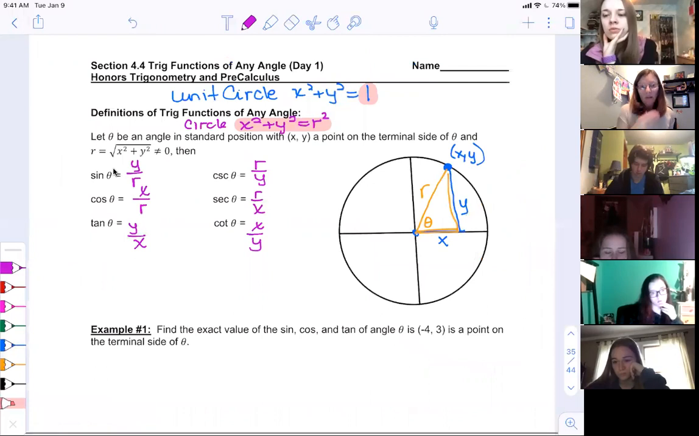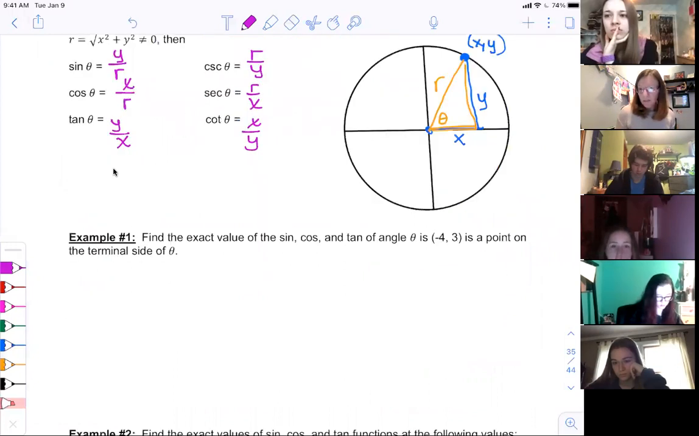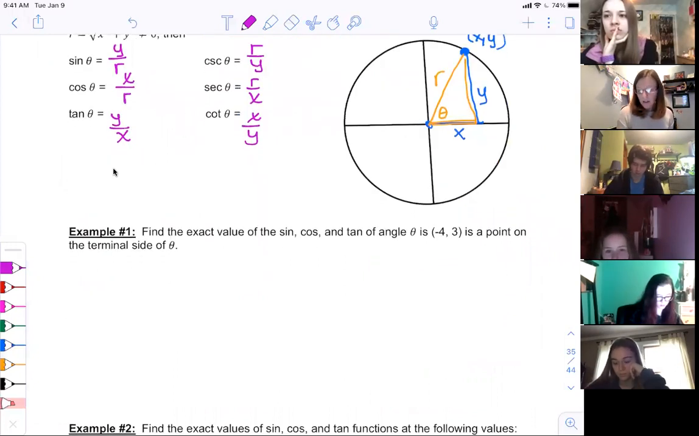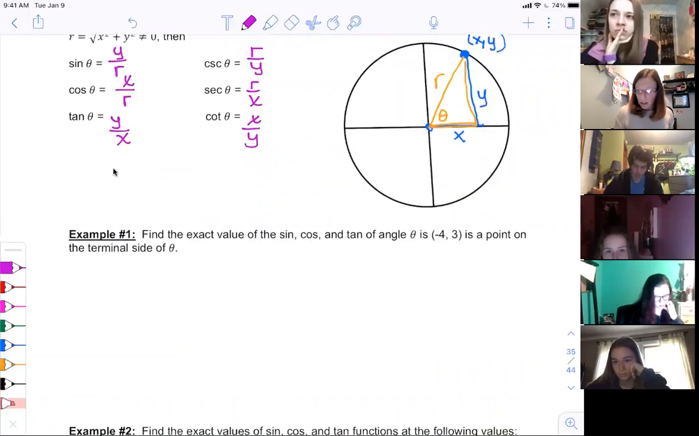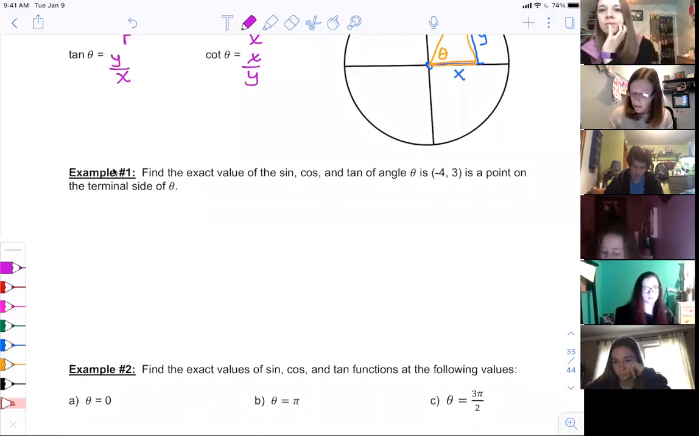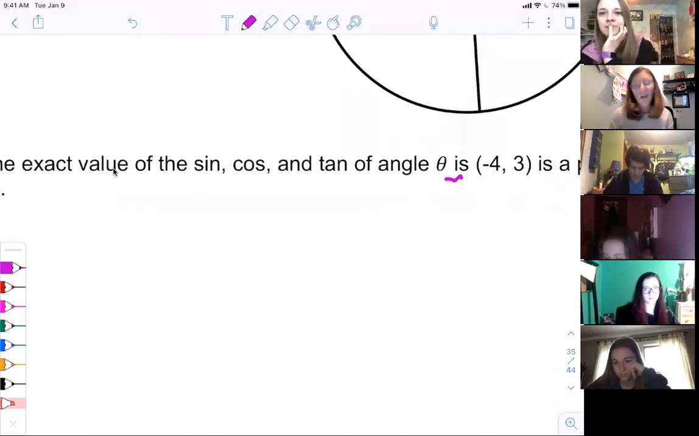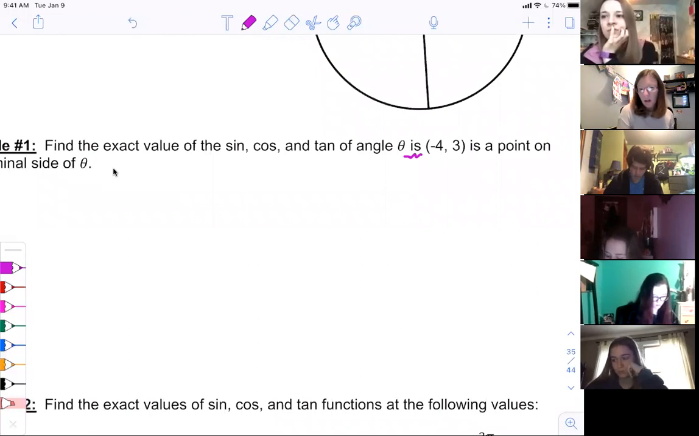So we can now find values for trig functions in any location still in this circle form. So if you look at example 1, it says find the exact value of sine, cosine, and tangent of an angle theta. So we have an angle theta, it's in standard position. (-4, 3) is a point on the terminal side of theta. I think this should be "if." That should be the word if. But (-4, 3) is a point on the terminal side of theta.